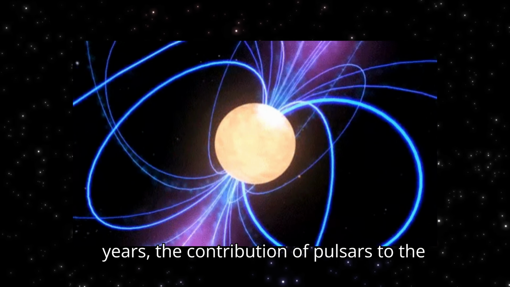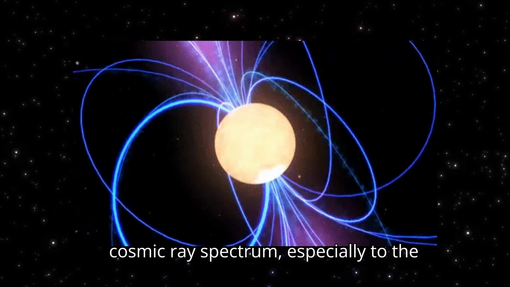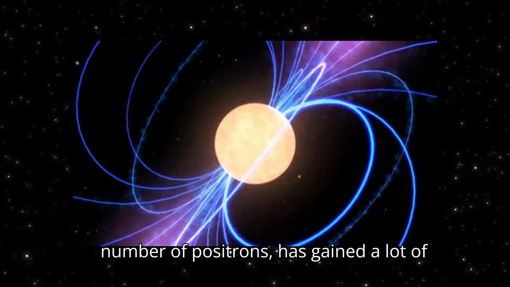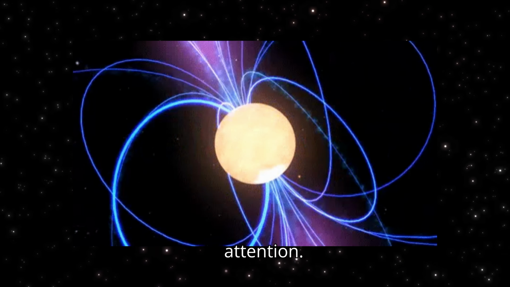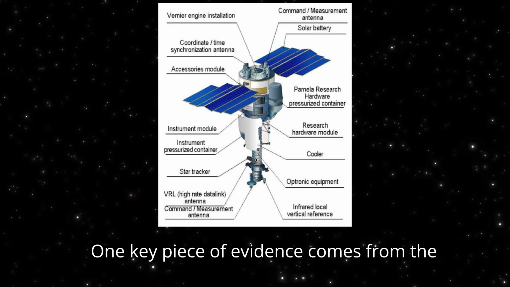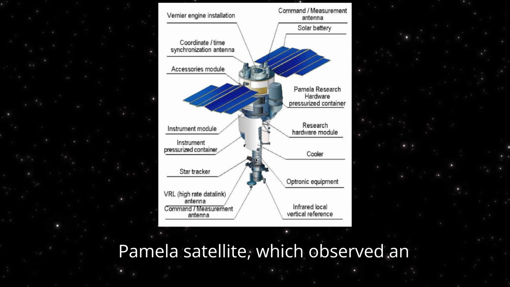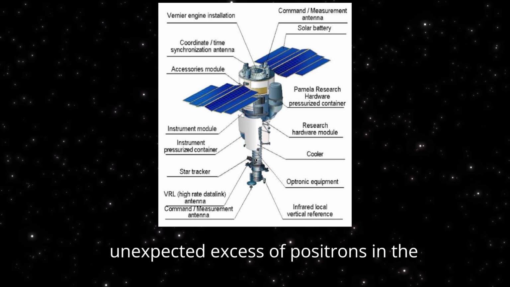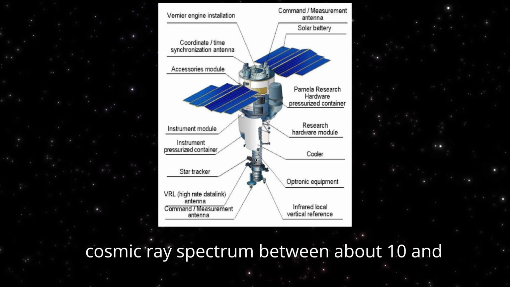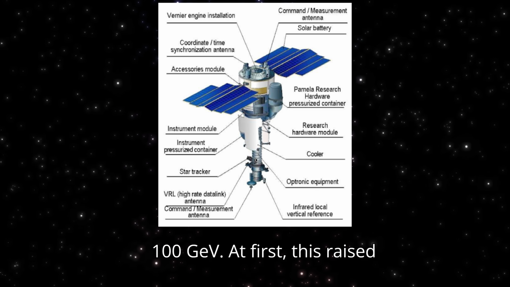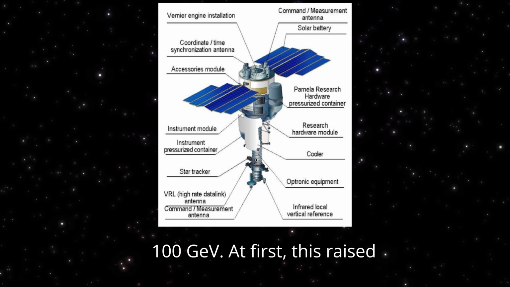In recent years, the contribution of pulsars to the cosmic ray spectrum, especially to the number of positrons, has gained a lot of attention. One key piece of evidence comes from the PAMELA satellite, which observed an unexpected excess of positrons in the cosmic ray spectrum between about 10 and 100 GeV. At first, this raised excitement.